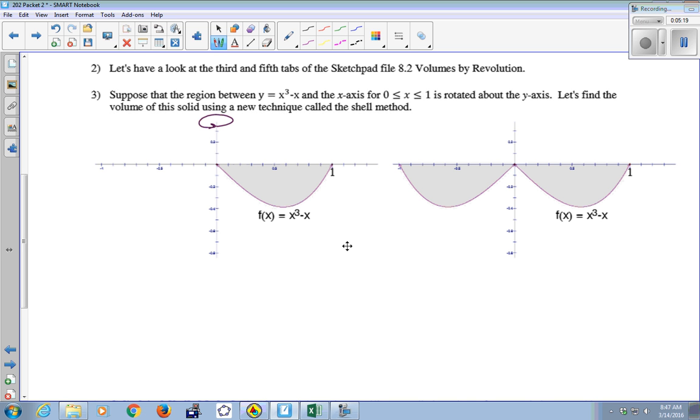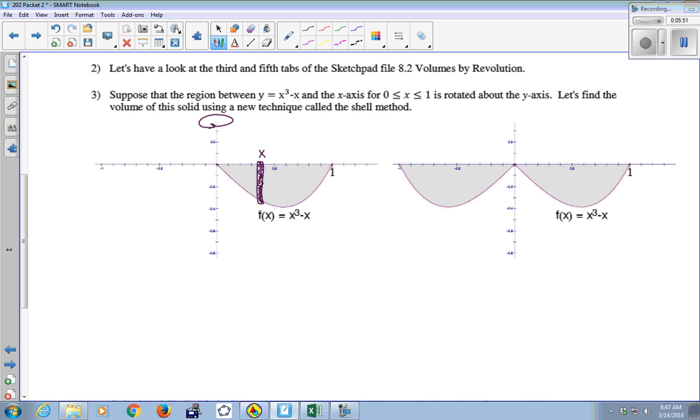So in the shell method, you pick one representative slice that's parallel to the axis of revolution. Last class, we would have picked a perpendicular one, and this is a little different. We pick a parallel one. My axis of revolution is the y-axis, so I'm going to pick a vertical slice, right? At a random x value, I pick this little vertical slice, and I'm going to watch what happens when I rotate that vertical slice around my axis of revolution.